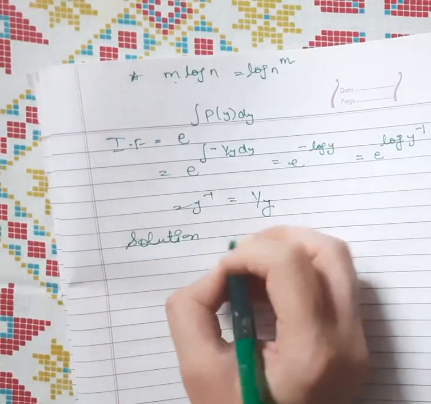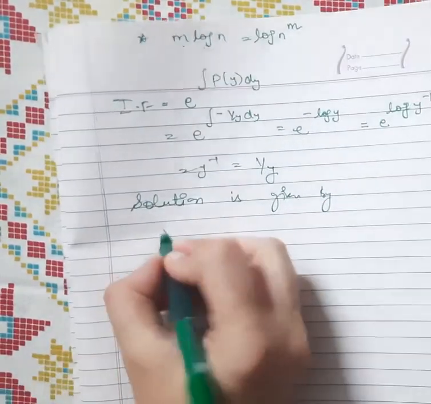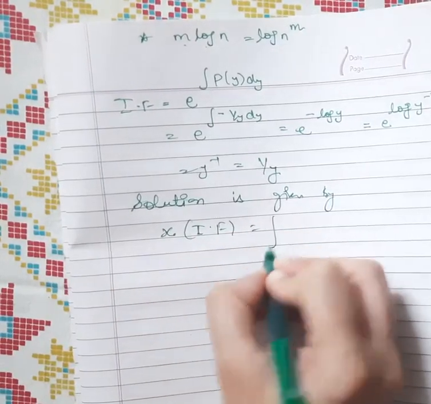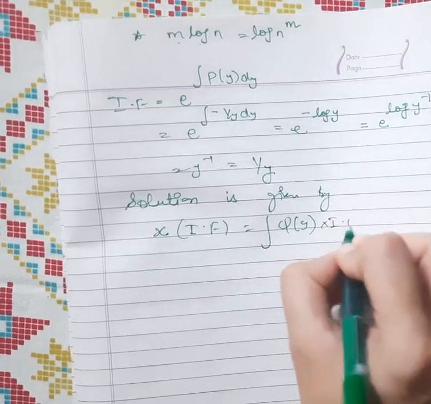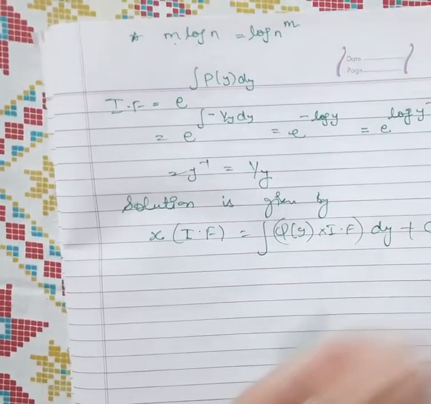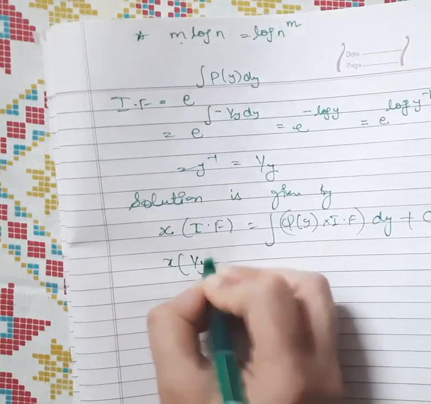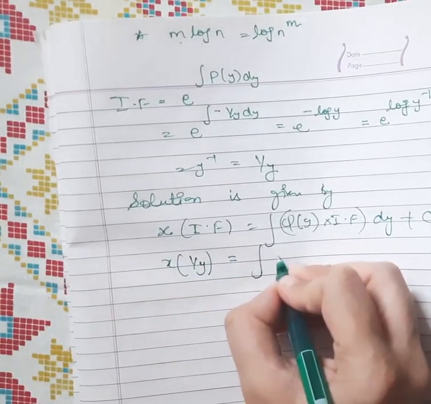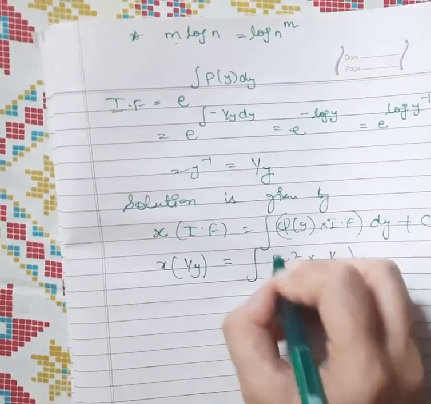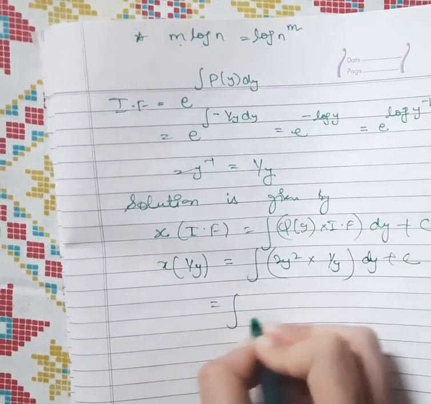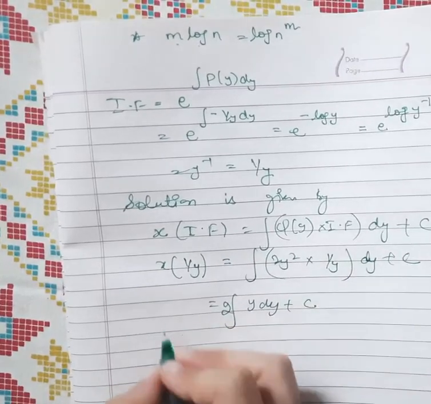So we are at our second step now, solution, which is given by dependent variable. Now in this case the dependent variable is x times the integrating factor, and the right hand side is the integration of Q(y) into integrating factor with respect to dy plus c, where c is the constant of integration. So this is x into 1 by y is equals to integration of Q. Our Q was 2y square into 1 by y dy plus c. Simplifying this, 2 outside, y square upon y, simply y dy plus c.